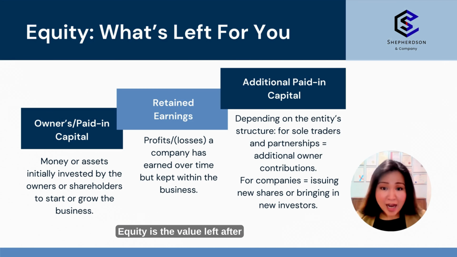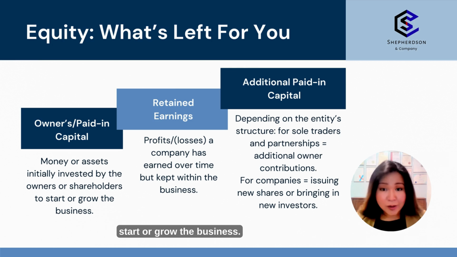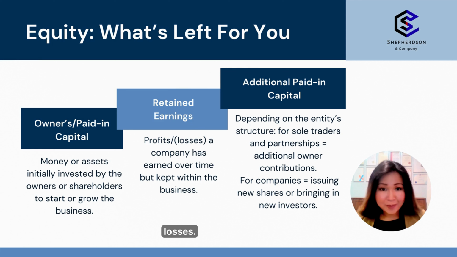Equity is the value left after subtracting what you owe from what you own. This includes capital you've contributed, retained earnings, and profits kept in the business. Owner's capital is money or assets initially invested by the owners or shareholders to start or grow the business. Retained earnings are profits a business has earned over time. It is the accumulation of all your past profits and losses.